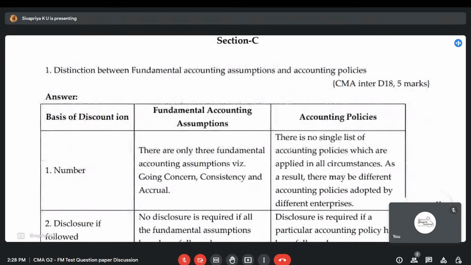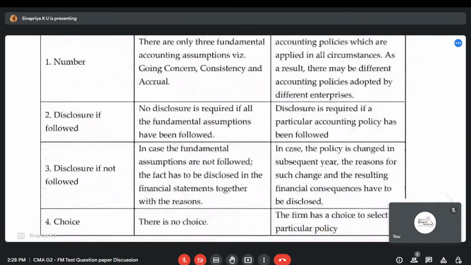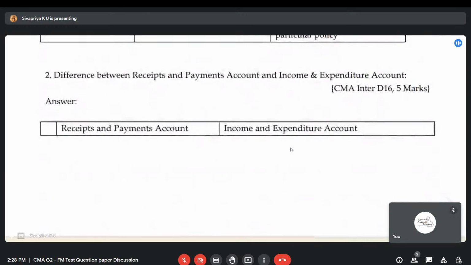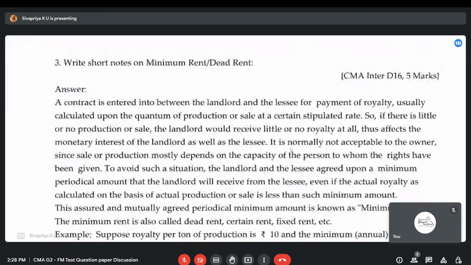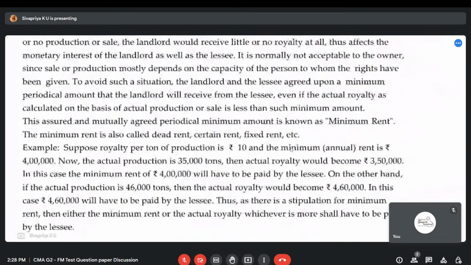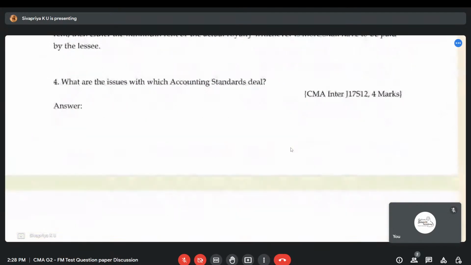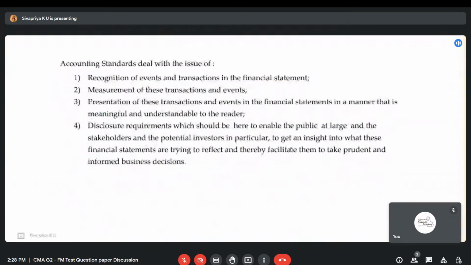Section C, fundamental accounting assumptions and accounting policies குள்ள difference. Any 5 differences எழுதுனா போதும். Then difference and payments account and income and expenditure account. Any 5. Then write short notes on minimum rent or dead rent. And then what are the issues with which the accounting standard deal with? So any 5 points.